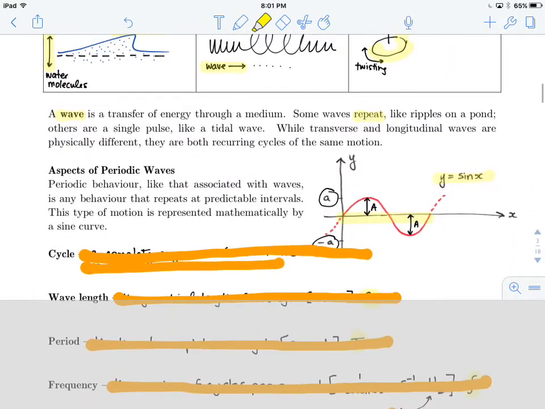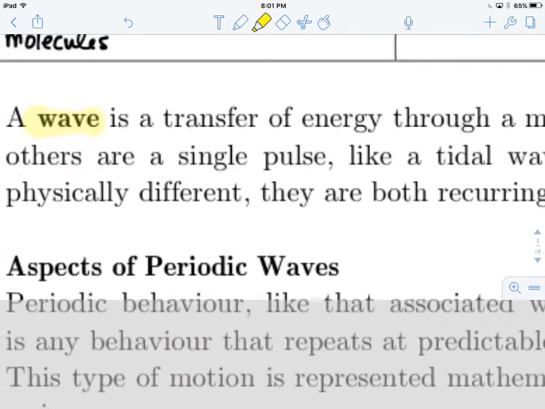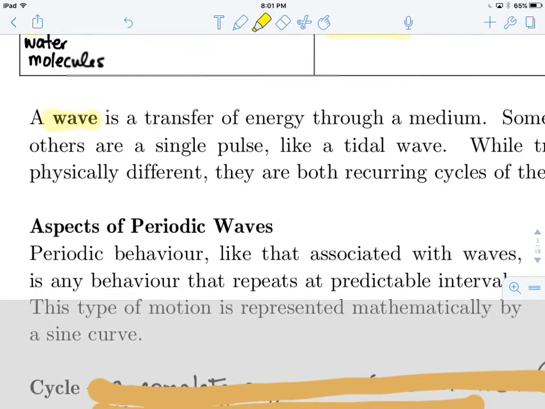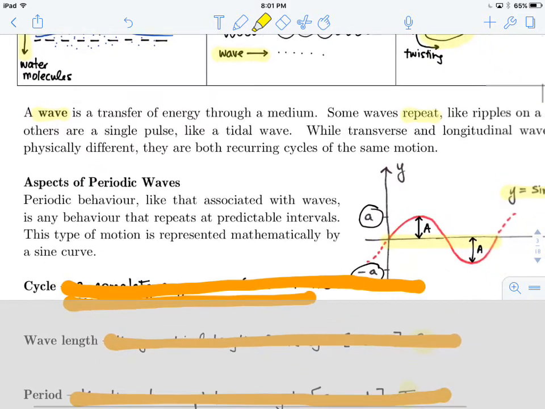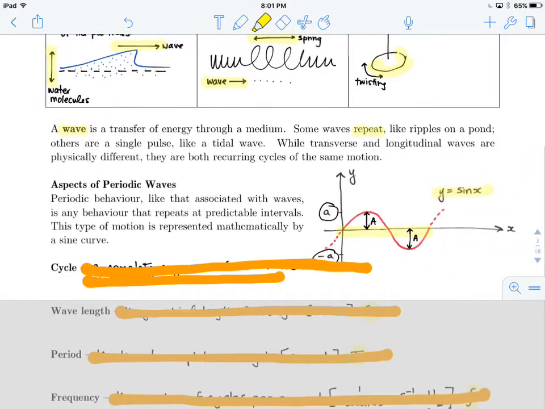Now, we're going to come down here. Really, let's just define what a wave is. A wave is a transfer of energy through a medium. Okay, so some waves, like ripples on a pond, are going to repeat over and over again. You can see that they're waves, and they repeat. Other waves, however, are just a single pulse, and that's like a tidal wave.